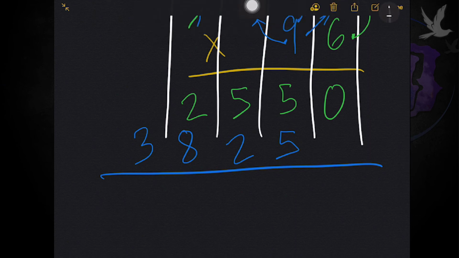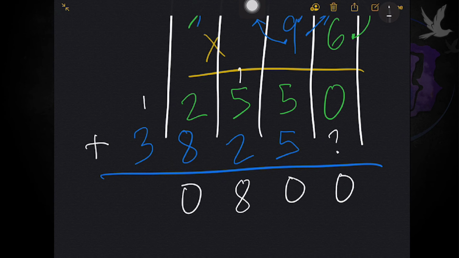0 and nothing here will give you 0. 5 plus 5. Again, we are adding them. 5 plus 5 will give you 10. Carry over 1. 1 plus 5 plus 2 will give you 8. 2 plus 8 will give you 10 again. And 1 plus 3 will give you 4. So our answer is 40,800.